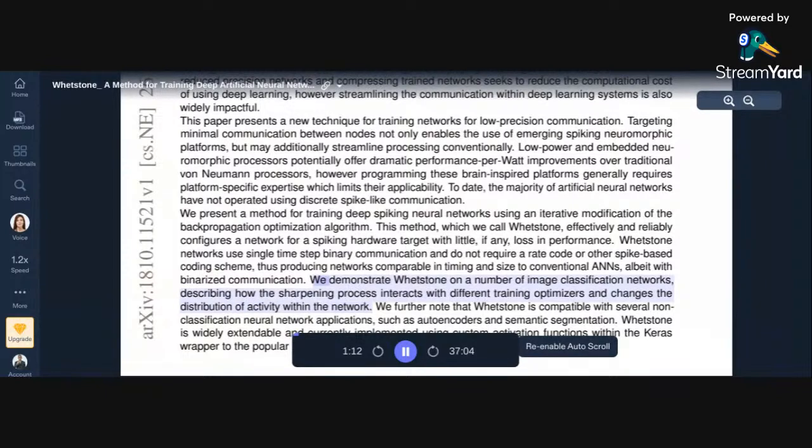We further note that Whetstone is compatible with several non-classification neural network applications such as autoencoders and semantic segmentation. Whetstone is widely extendable and currently implemented using custom activation functions within the Keras wrapper to the popular TensorFlow machine learning framework.